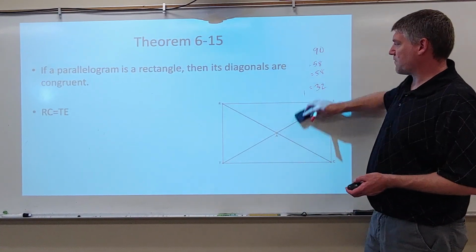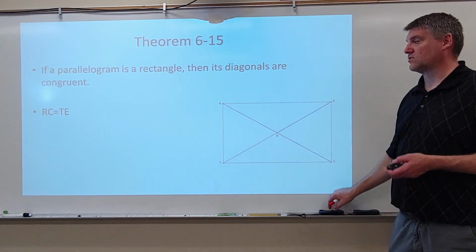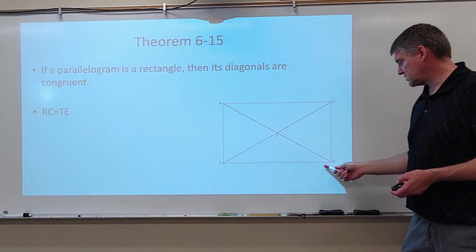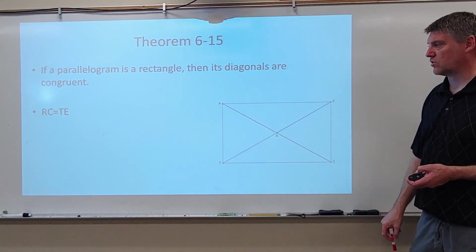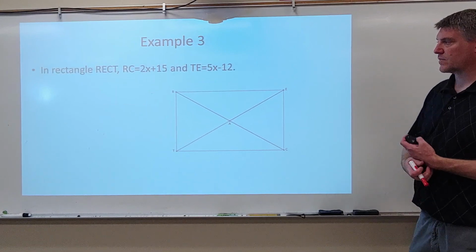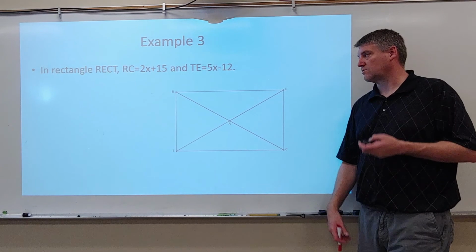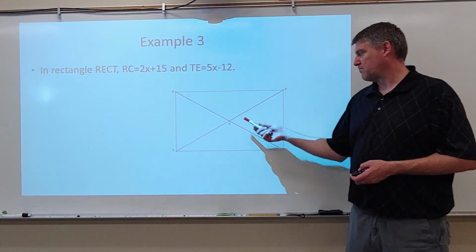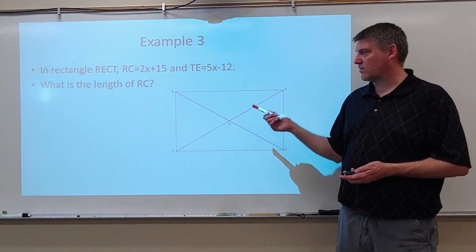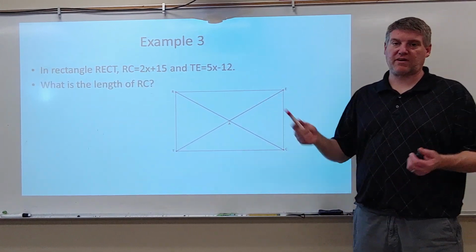Okay, if a parallelogram is a rectangle, then the diagonals are congruent. So RC equals TE. So the diagonals are going to be congruent in a rectangle. Here's my rectangle. I have RC is 2x plus 15, TE is 5x minus 12. How am I going to find the value of x? What is the length of RC? I have to find the value of x.